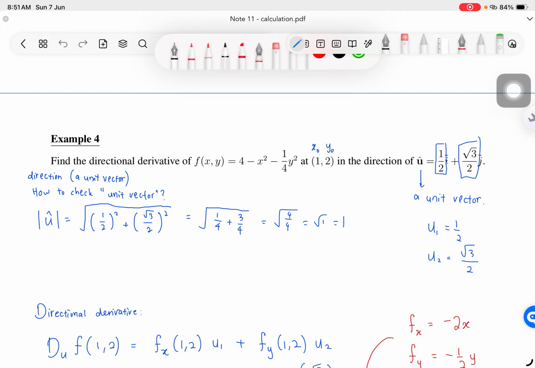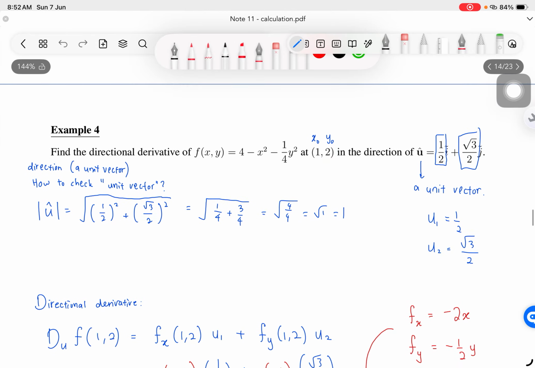Alright, so if they provide you with a vector, you need to check first whether that one is a unit vector or not. So how to check? You need to find the magnitude of the vector given here. When you check, square root of this one squared plus this one squared, you obtain that it is equal to 1, meaning that it is a unit vector, so you can use that one. If it is not a unit vector, where the magnitude is not equal to 1, then you need to find the unit vector of the vector.